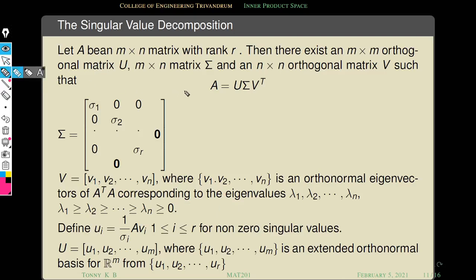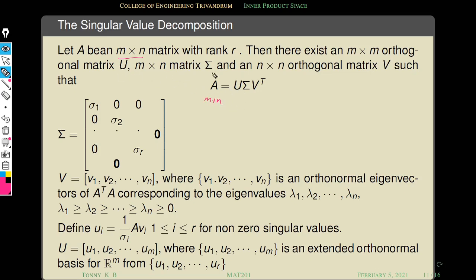Okay, here is the singular value decomposition. A is an M by N matrix of rank R. Then we can split A as U sigma V transpose. The order of A is M by N.